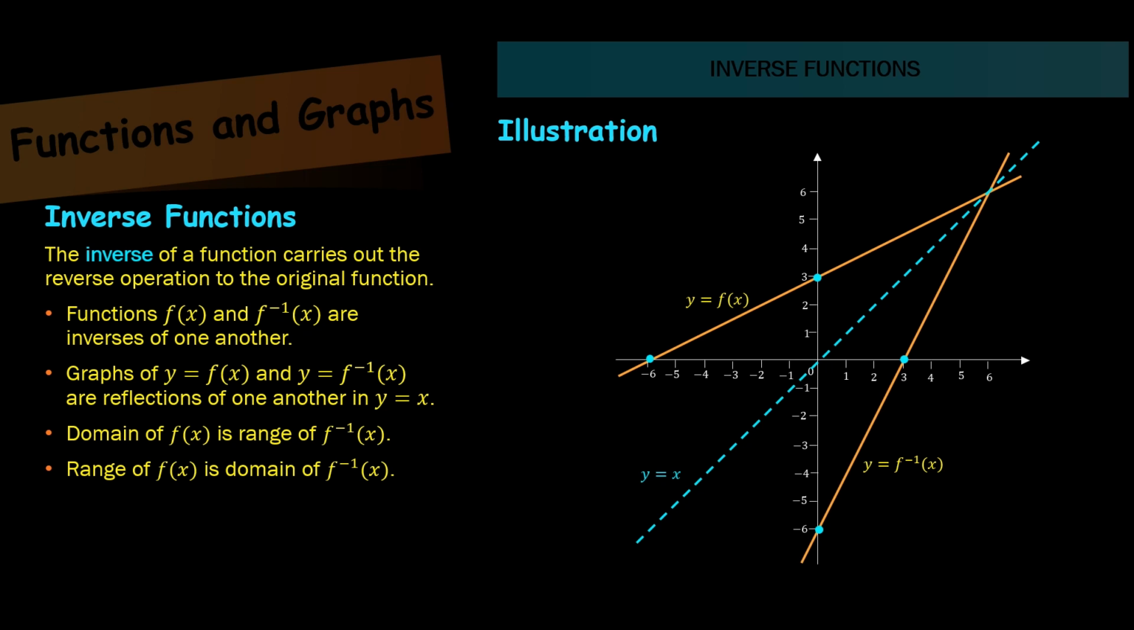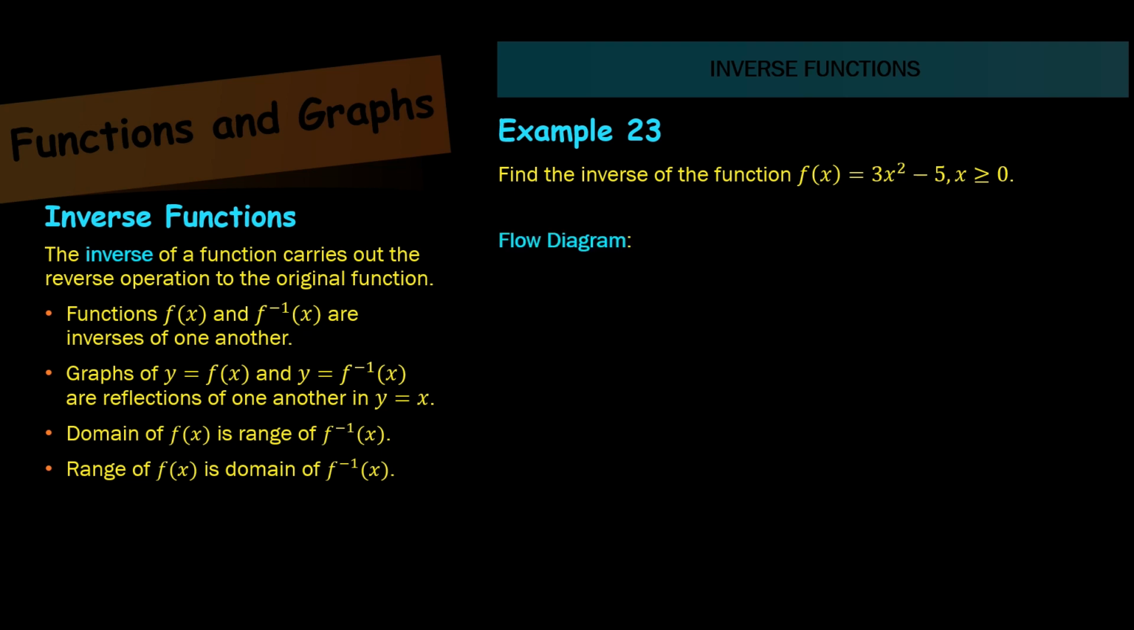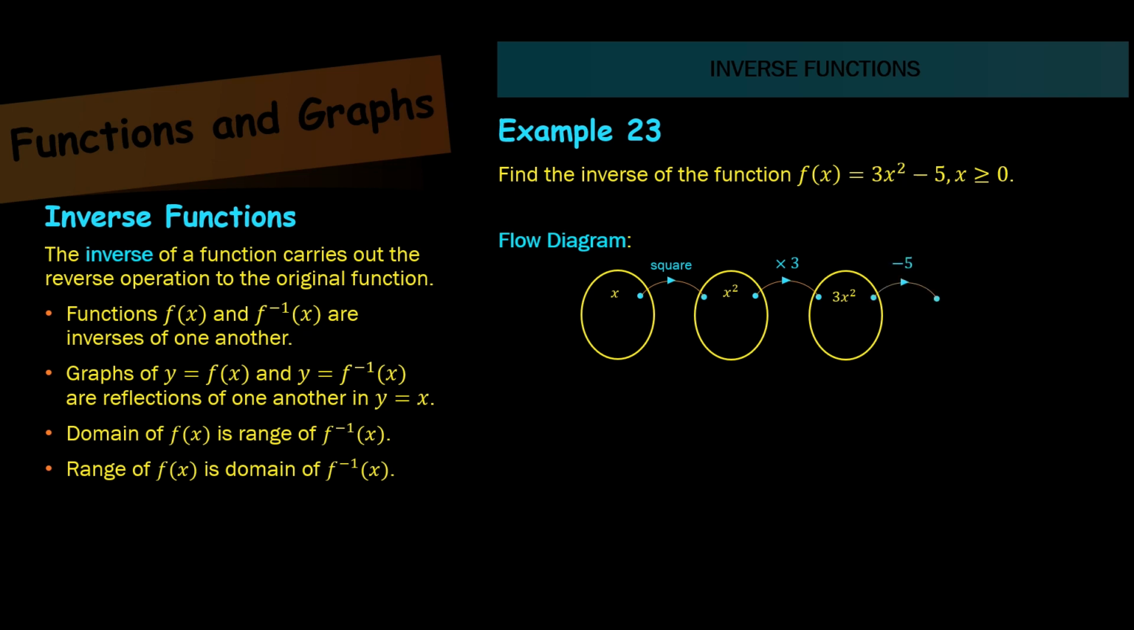Let's now take a look at an example. We are required to find the inverse of the function f of x equals 3x squared minus 5 for x greater than or equal to 0. Let's explore this example by means of a flow diagram. So we start with x. We square it to obtain x squared. Then we multiply that by 3 to obtain 3x squared. And then subtract 5 to obtain our function f of x, which is equal to 3x squared minus 5.